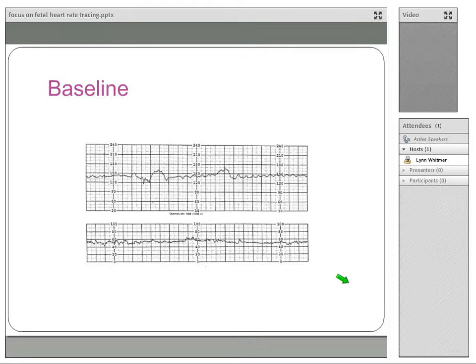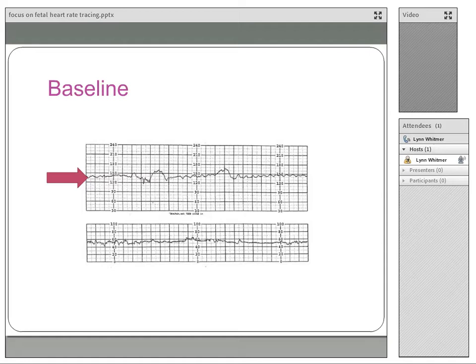So again, let's start with baseline here. And let me put my little green marker away because we do not need it any longer. Thank you. Baseline, what would the baseline of this fetal heart rate tracing be? If you stated about 140 to 145, I would agree with you because when you draw a line across there, you're going to see approximately 140 to 145.